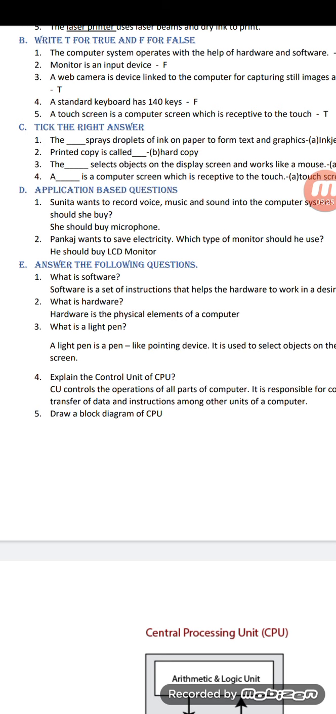Everyone go and read a small description about LCD monitor in your textbook on page number 7, last portion. There you can find the sentence. LCD monitors are much thinner, lighter and consume less electricity. So he should buy LCD monitor.